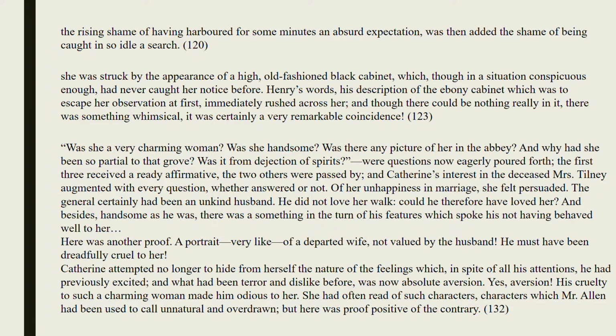Here we have the later event. She was struck by the appearance of a high, old-fashioned black cabinet, which, though in a situation conspicuous enough, had never caught her notice before. Henry's words, his description of the ebony cabinet, which was to escape her observation at first, immediately rushed across her, and though there could be nothing really in it, there was something whimsical. It was certainly a very remarkable coincidence.